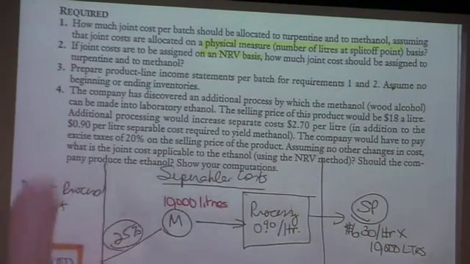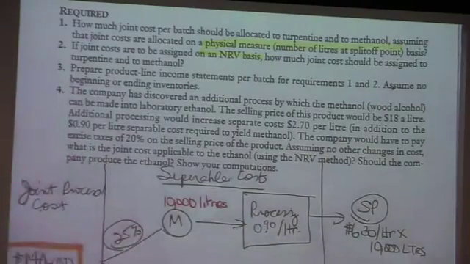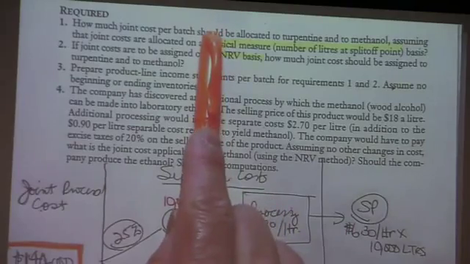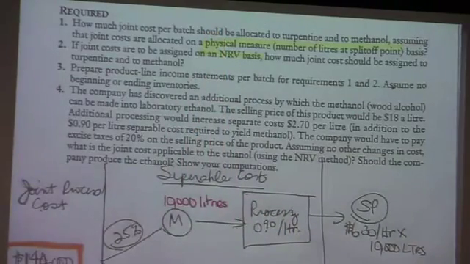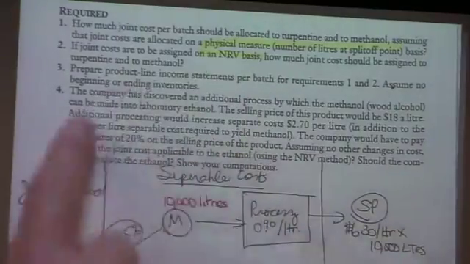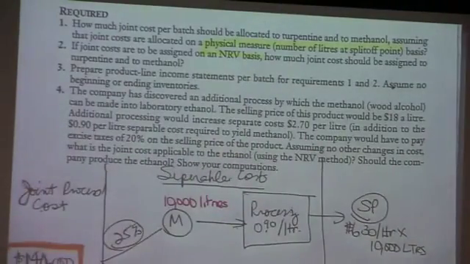Now, it says here, prepare an income statement for item number 3 using either the physical method or NRV method, assuming there were no beginning and ending inventory. And item number 4 is asking us a different scenario, a what-if scenario. We're going to come back to item number 4 once we've done 1, 2, and 3.